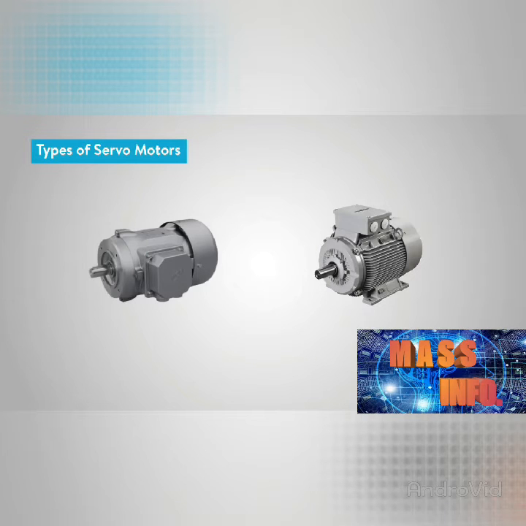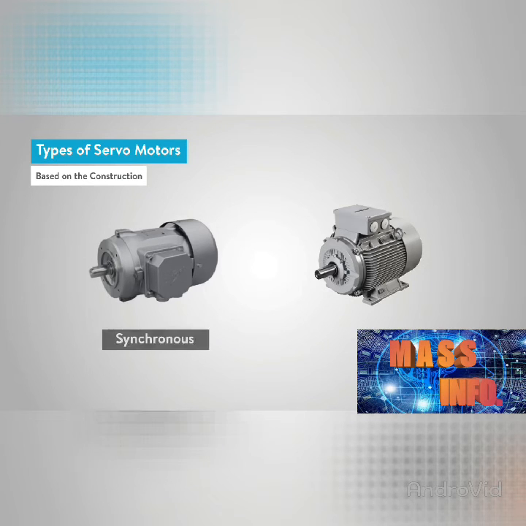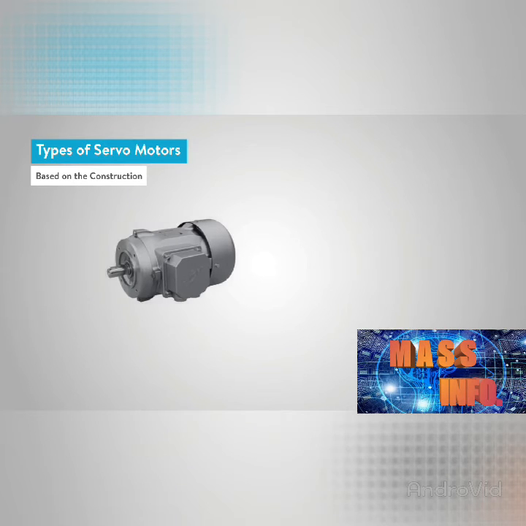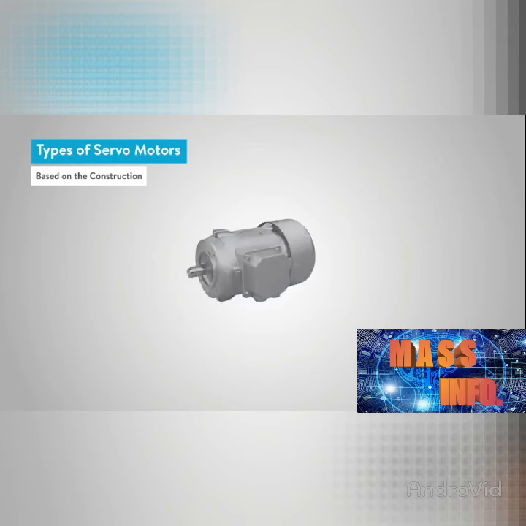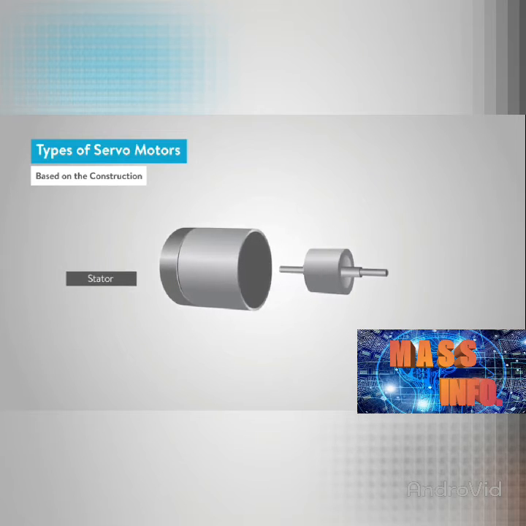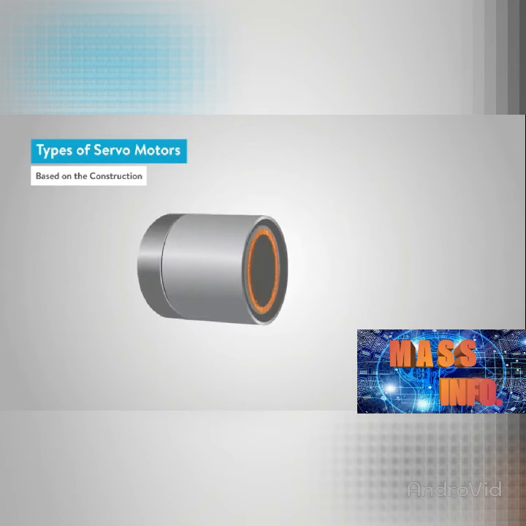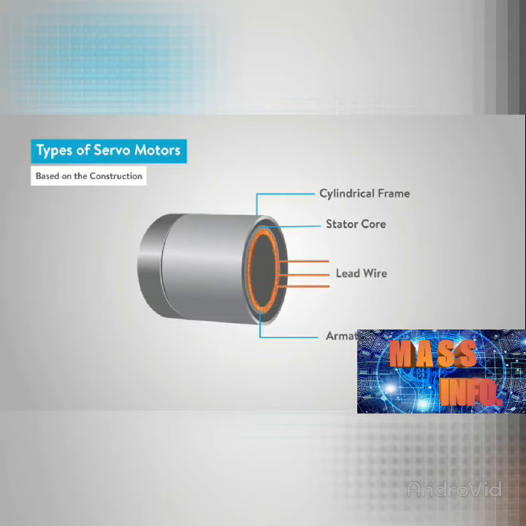The working principles of an AC servo motor are based on the construction of two distinct types of AC servo motors. They are synchronous and asynchronous, or induction. The synchronous AC servo motor consists of a stator and rotor. The stator consists of a cylindrical frame and stator core. The armature coil is wound around the stator core, and the coil is connected to a lead wire through which current is provided to the motor.